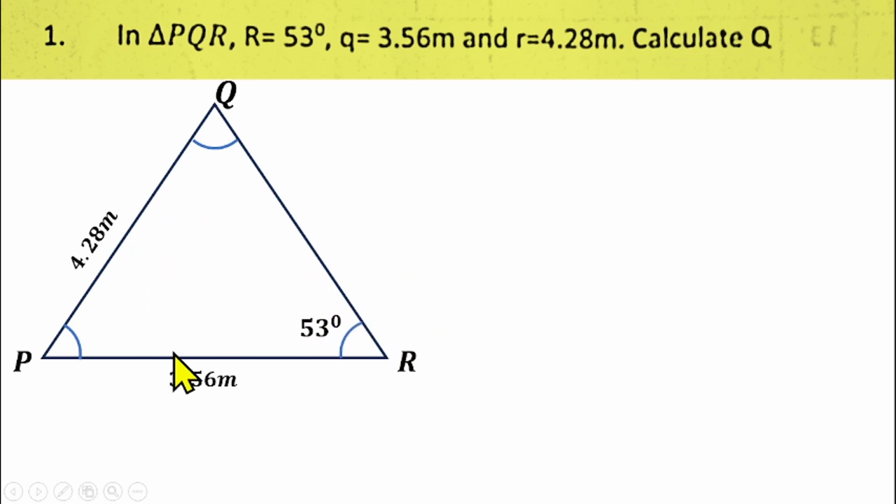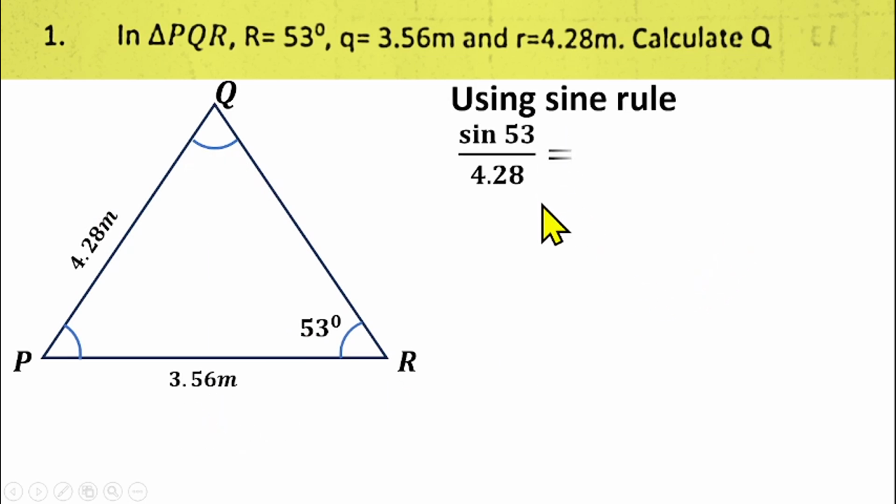So that means we have to formulate the sine rule based on this question. This is the pair that is complete because the angle is given and the side facing it is given. The second pair is not given completely; we have the side facing the angle we are looking for. So I will have sine R over the side facing it equals sine Q over the side facing it. Using sine rule, we have sine 53 over 4.28 equals sine Q over 3.56.